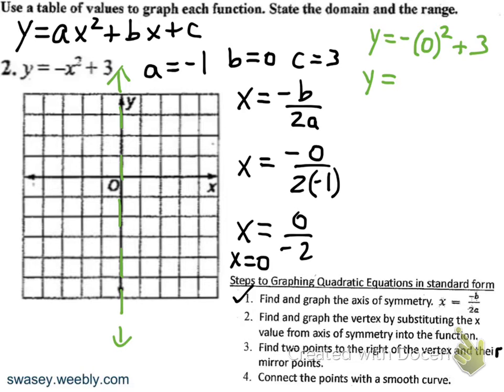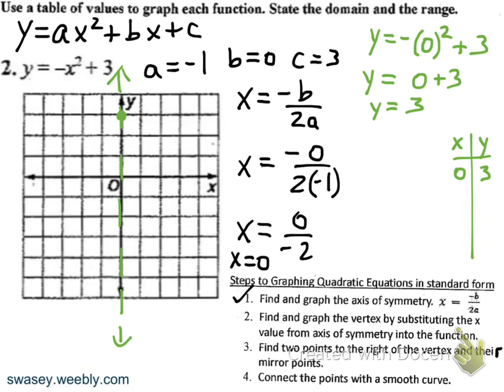0 squared is 0. The opposite of 0 is 0. 0 plus 3 is 3. So when we put 0 in for x, we get 3 for y. That's our vertex. So 0, 3 is our vertex. So from the origin, go up 1, 2, 3, and put a point.